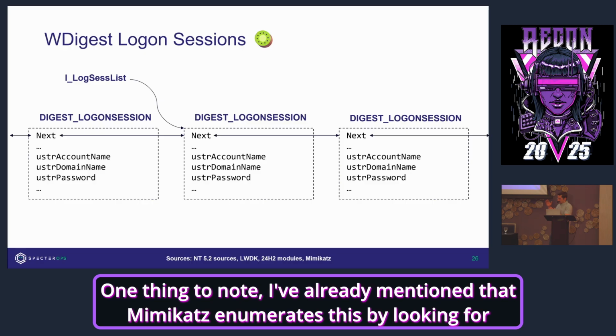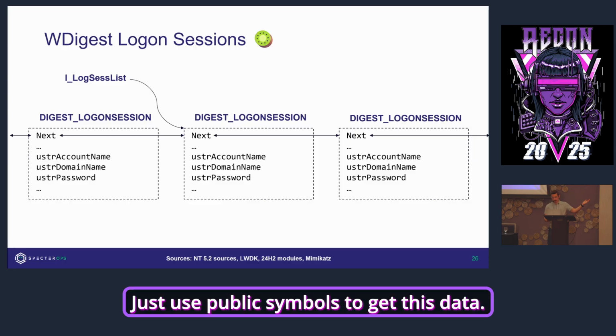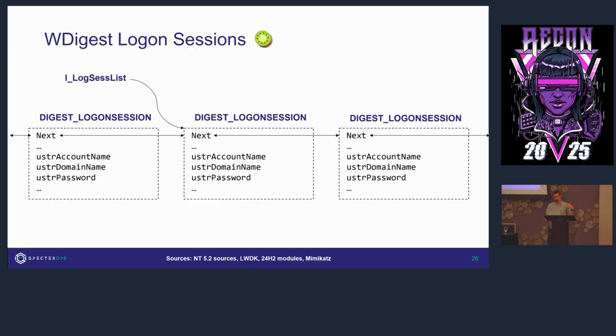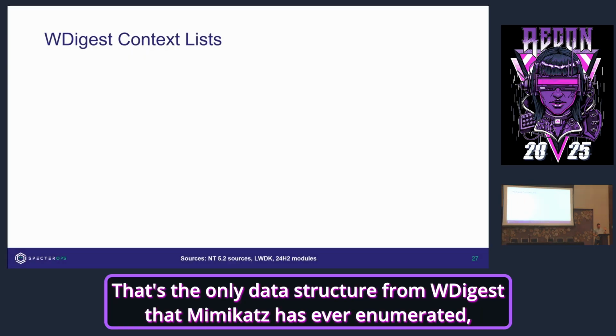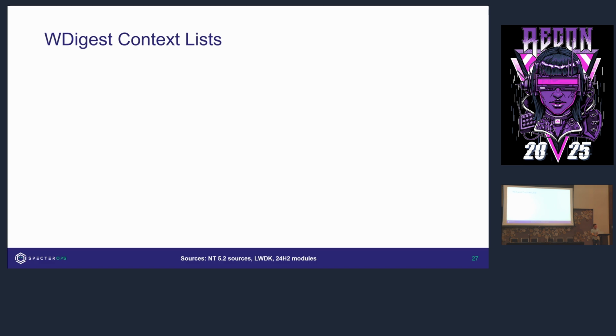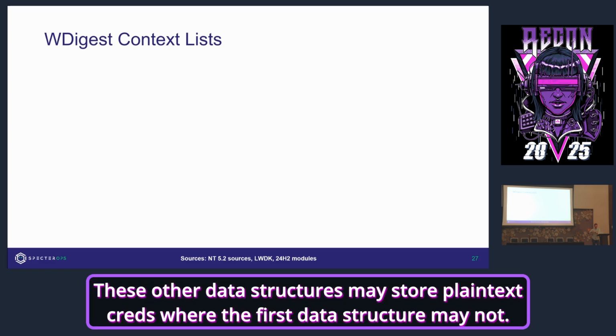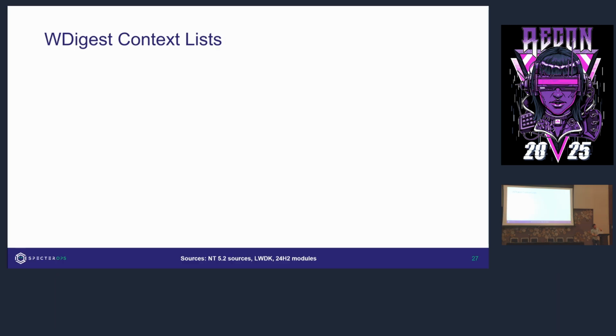One thing to note, I've already mentioned that Mimikatz enumerates this by looking for byte signatures. You don't have to do that. Just use public symbols to get this data. Way more reliable. That's the only data structure from WDigest that Mimikatz has ever enumerated, but there's others that you can enumerate. And these other data structures may store plain text creds where the first data structure may not. So if you want to support getting creds from WDigest, it's recommended to support all of these data structures.